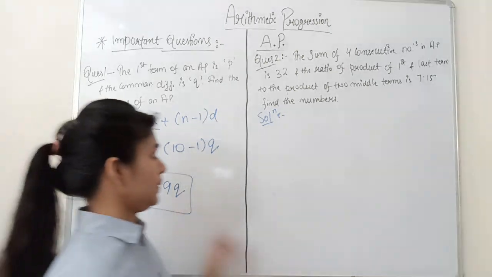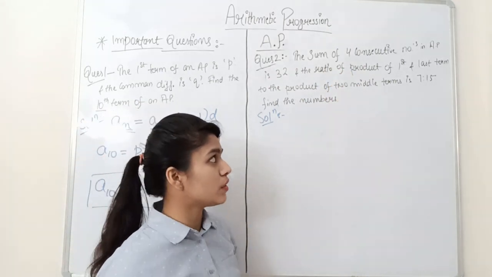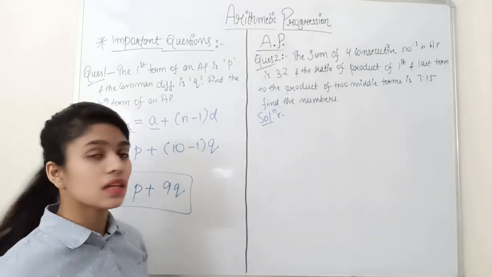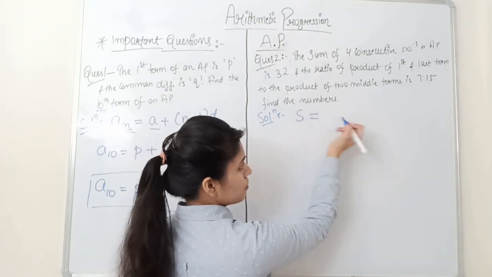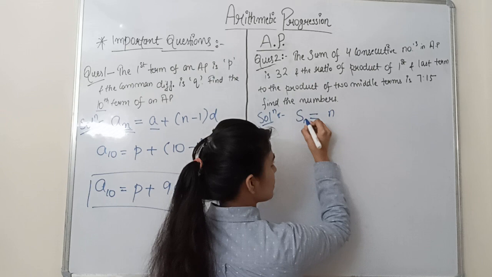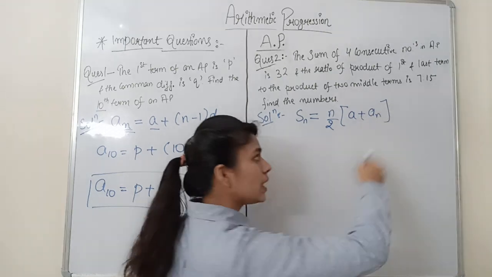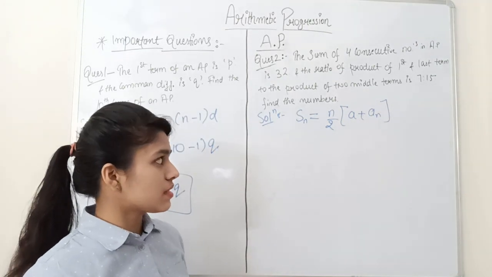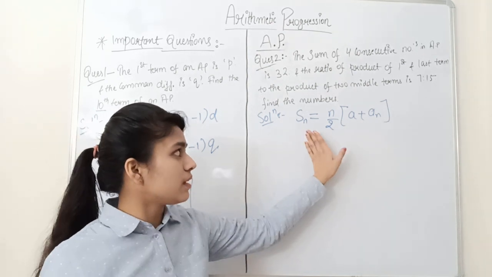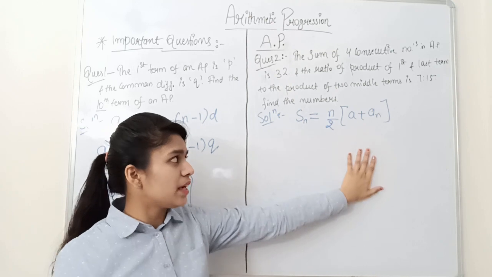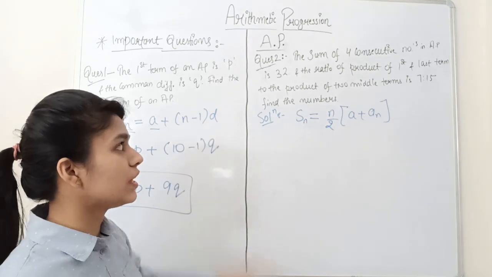Now our next question: the sum of 4 consecutive numbers in an AP is 32. We discussed in our last session that the sum of n terms, Sn, equals n by 2 into a plus an, or a plus l, where an is the last term and can be denoted as l also. What is an? a plus n minus 1 into d.